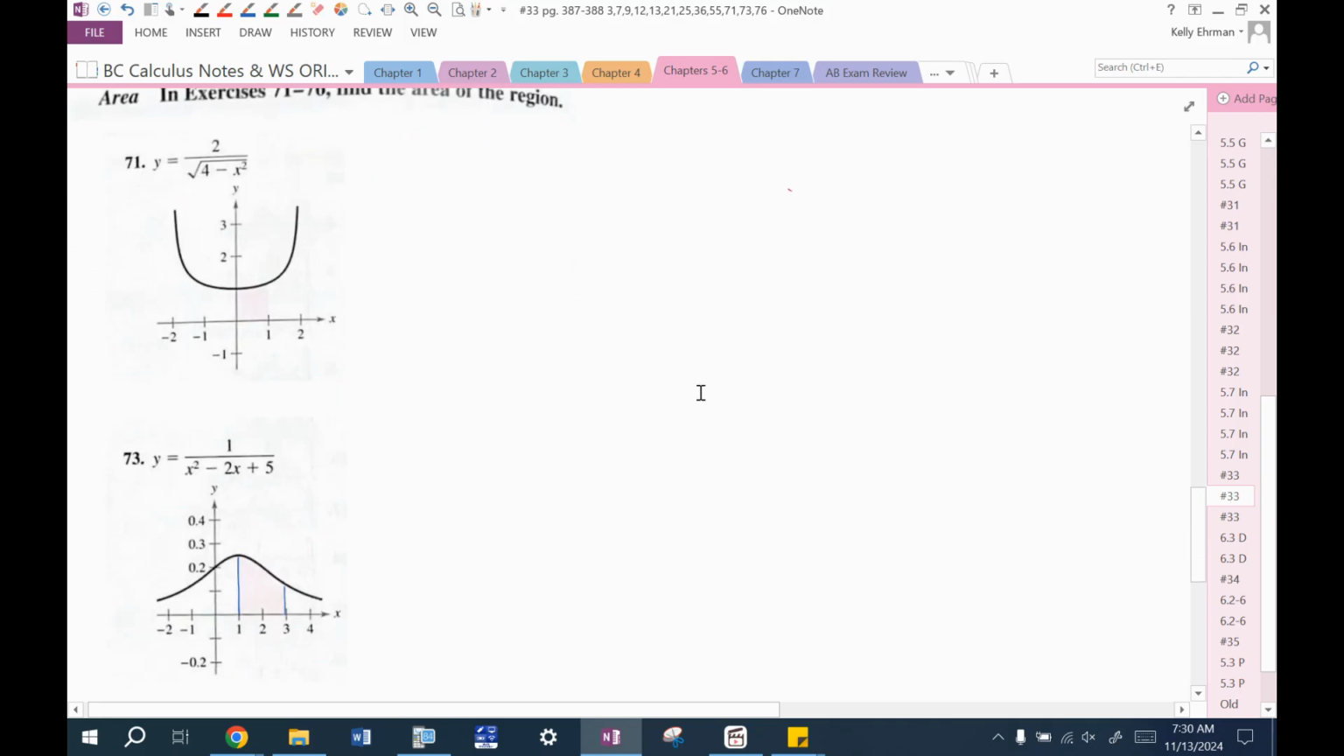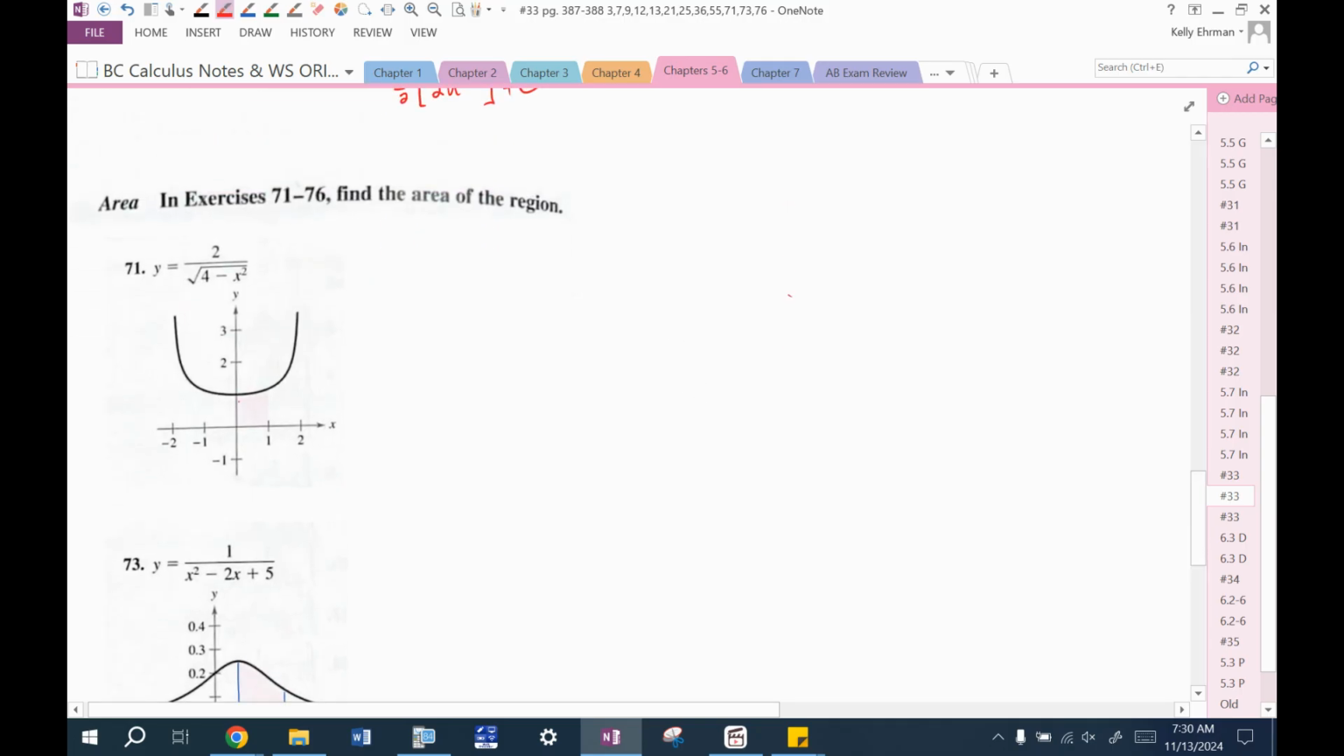All right, last two problems. Find the area of the region. It's hard to see, but the little pink shaded region here is between 0 and 1. So we want to find the integral from 0 to 1 of, let's put the 2 out in front, 1 over square root of 4 minus x squared dx.